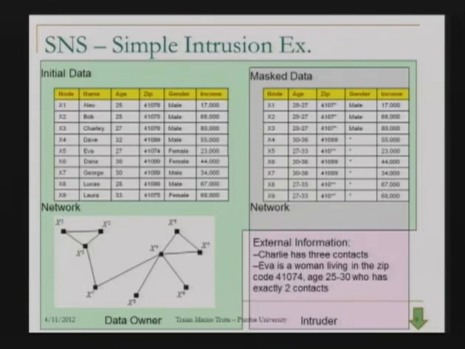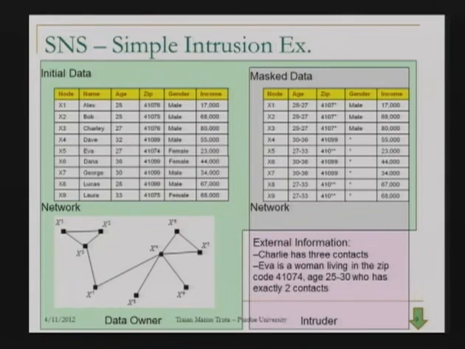Now, having the network, this might not be enough. In this example, we want to show that having k-anonymity for the profiles and still revealing the entire network will not be enough to protect the income of those individuals. Assuming that we have some external information that includes the following: Charlie has 3 contacts, so we know this information about Charlie, and we also know that Eva is a woman living in the zip code 41074 within this range, and who has exactly 2 contacts.